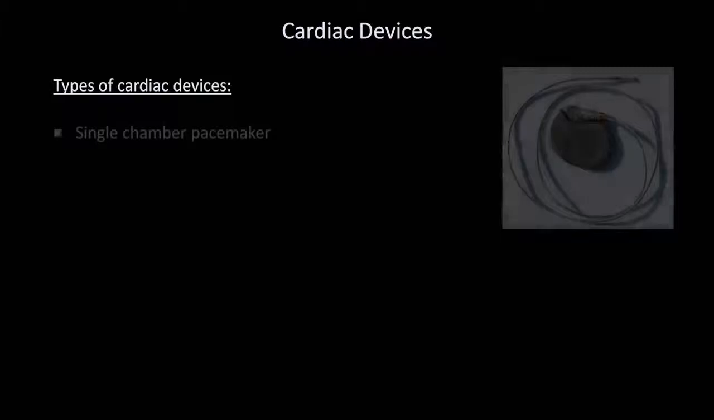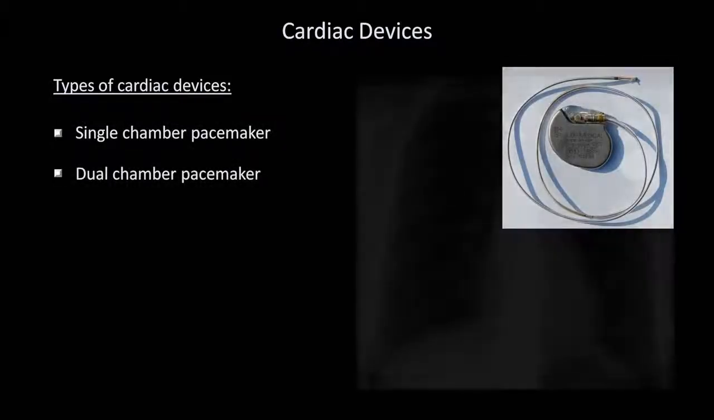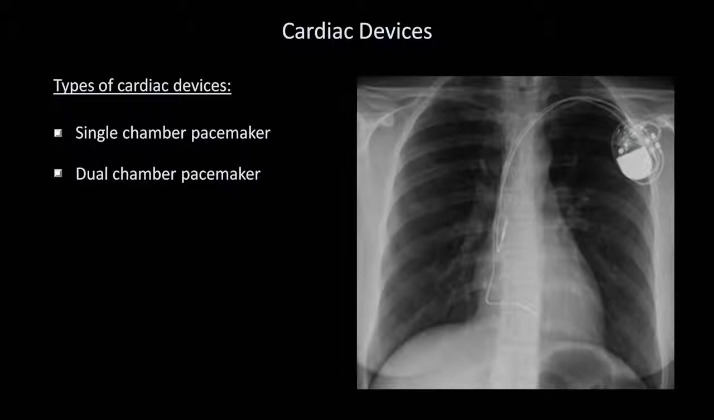There are about 6 or 7 which an internist should feel comfortable identifying. The most obvious are pacemakers, which can be single chamber or more commonly dual chamber. Here's a dual chamber model on X-ray. I'll review the 3 key components.